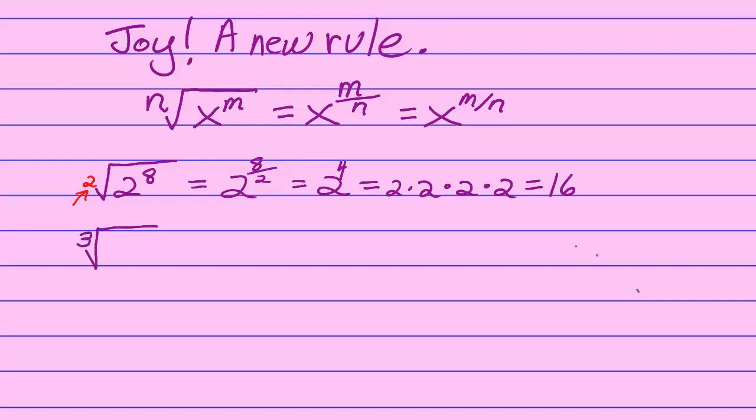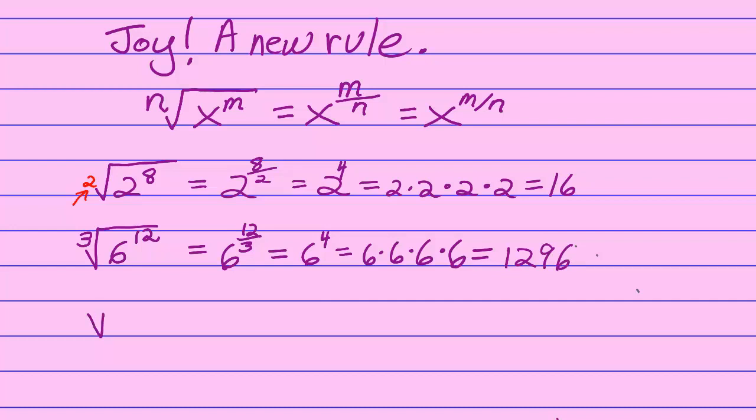Now let's try the cube root of 6 to the 12th power. We write 6 without a radical. Take 12 divided by index 3. 12 divided by 3 is 4, so our answer is 6 to the 4th power. Which is 1,296.